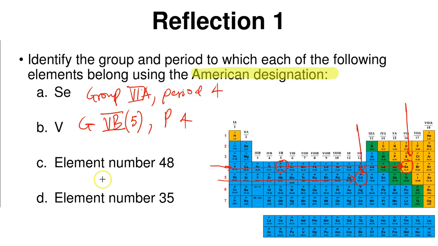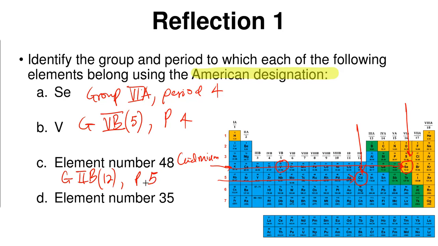So this element is cadmium. We can write it. It is located in group 2B if you use the American system. If you want to use the IUPAC system, of course, it's going to be group 12. And then the period is period 5.